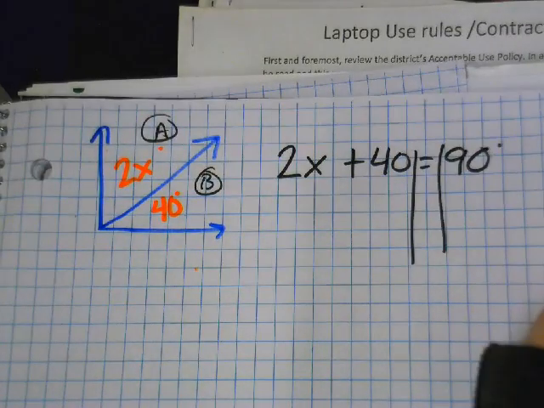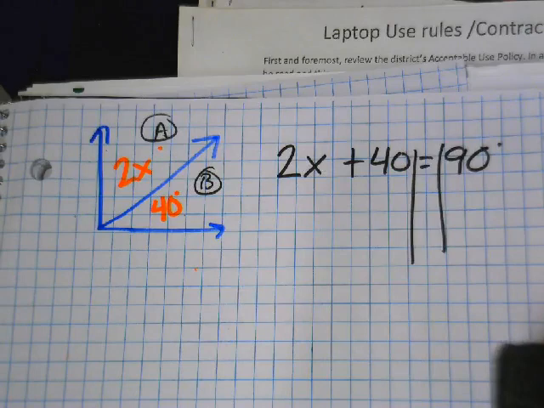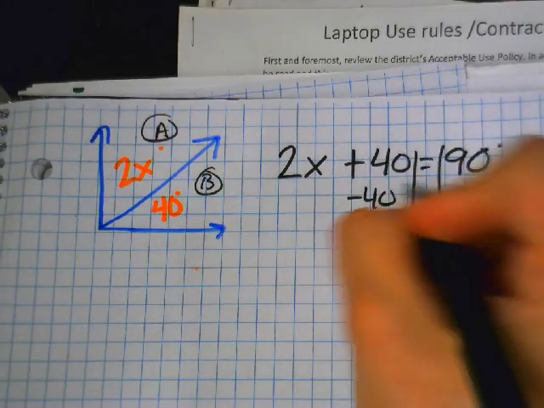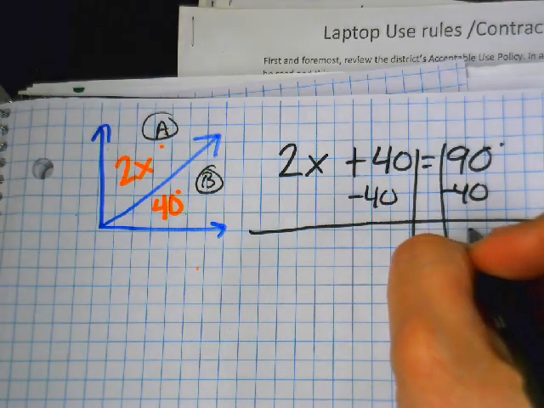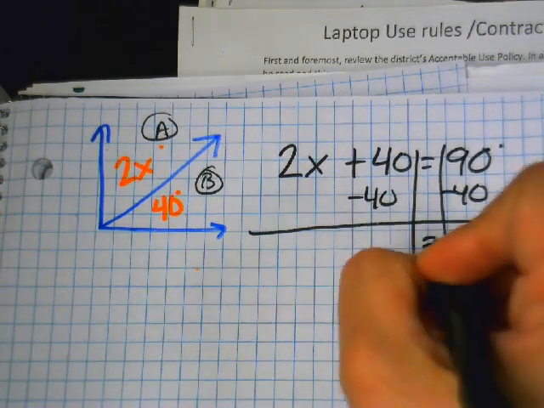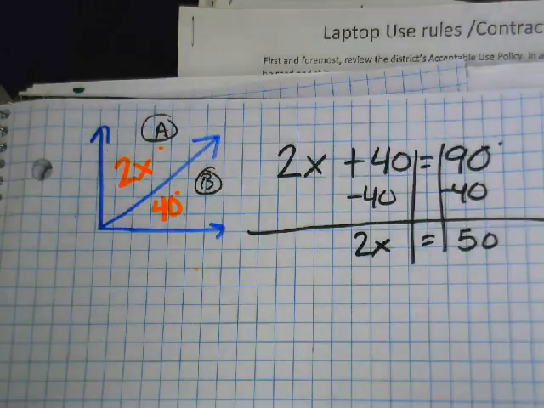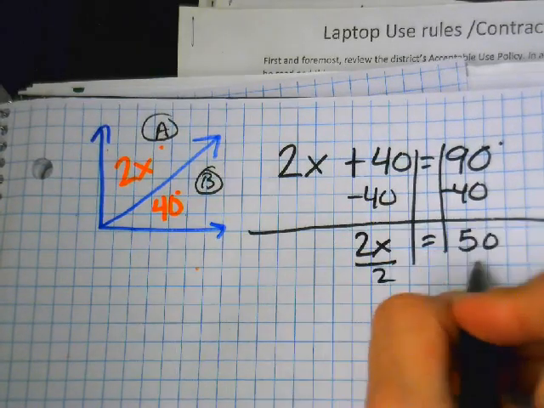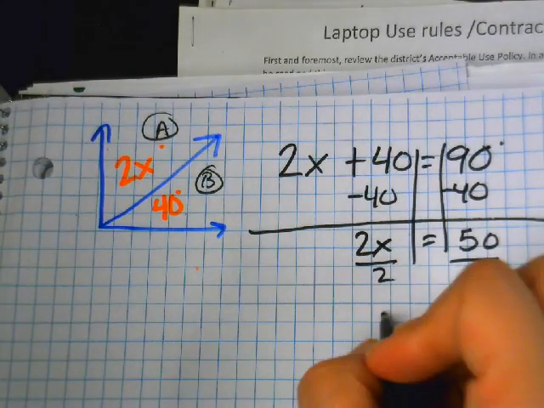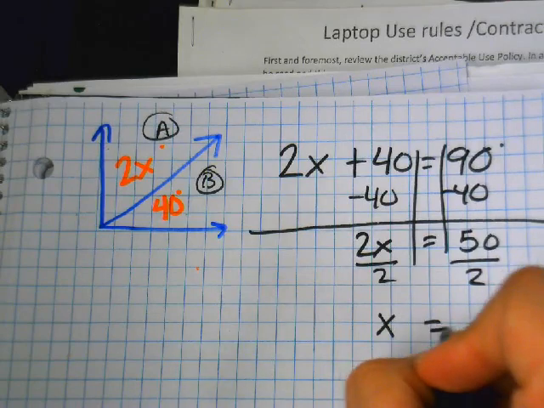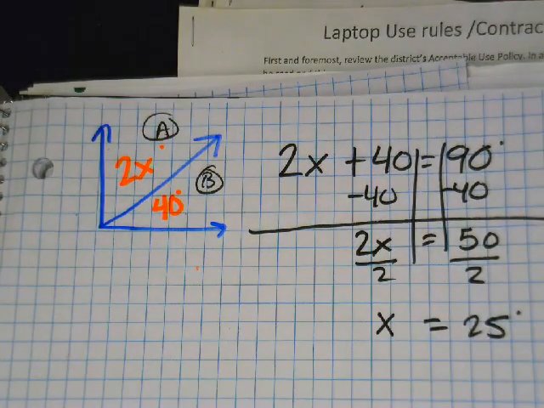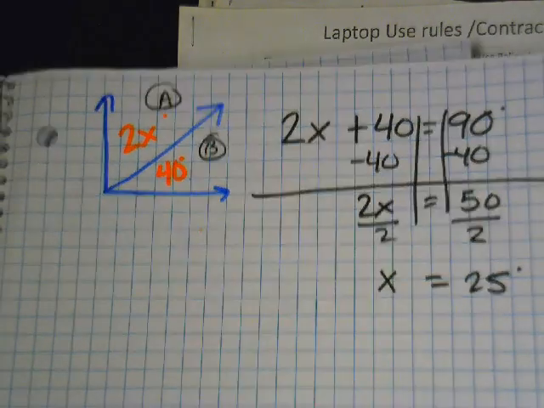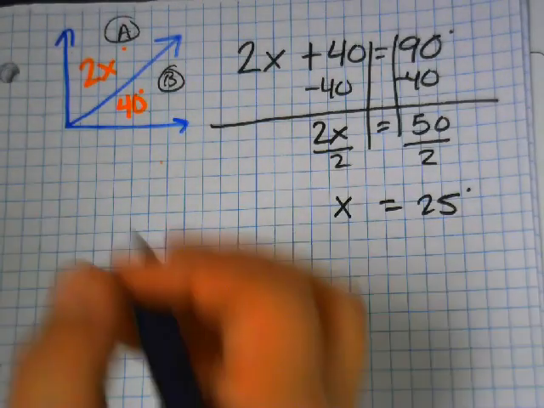What do I move first and how? 40. So minus 40, minus 40. Then what do I do? Divide by 2. Thank you. 25? Yeah, actually 25. Okay. So actually, yay. All right, one more.